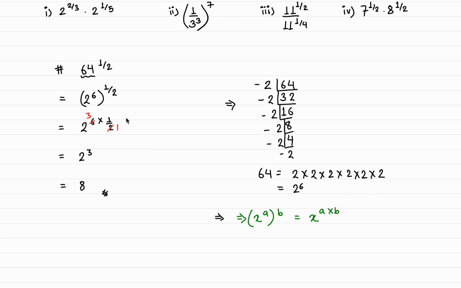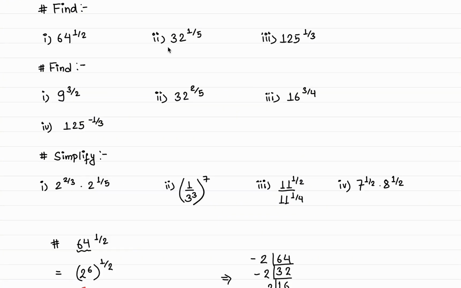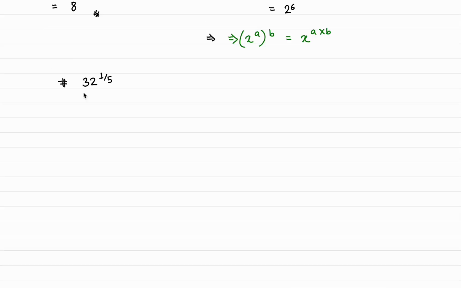Now let's see if we can find the answer of our second question. So our second question was 32 to the power 1 by 5. To solve this question as well, let's repeat the same process as we did for the first question. So the first step is prime factorizing this 32.